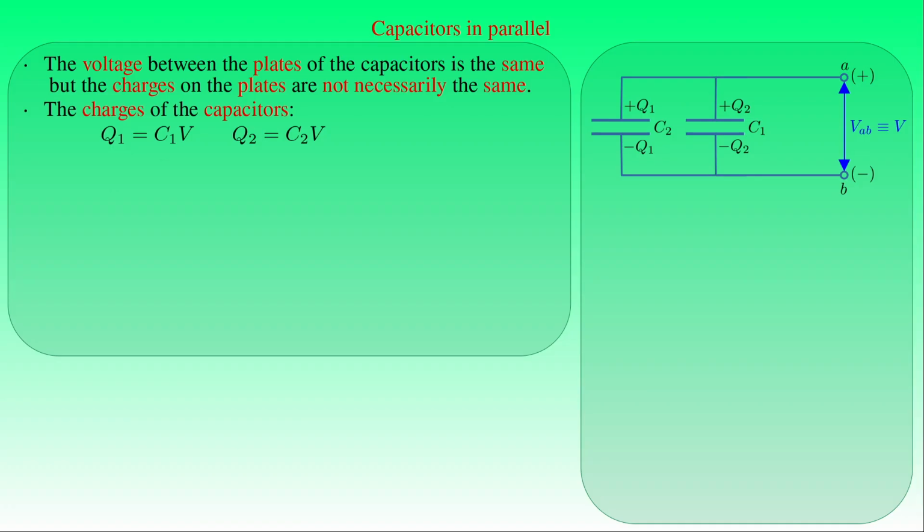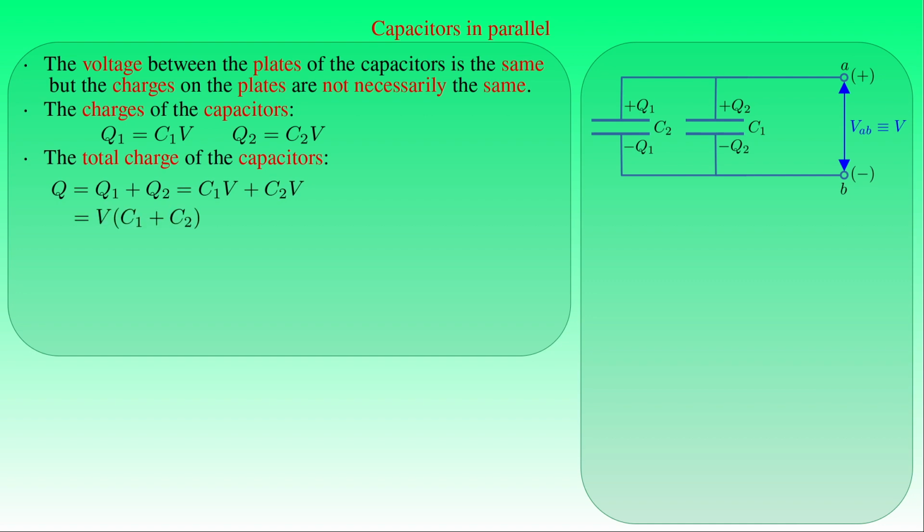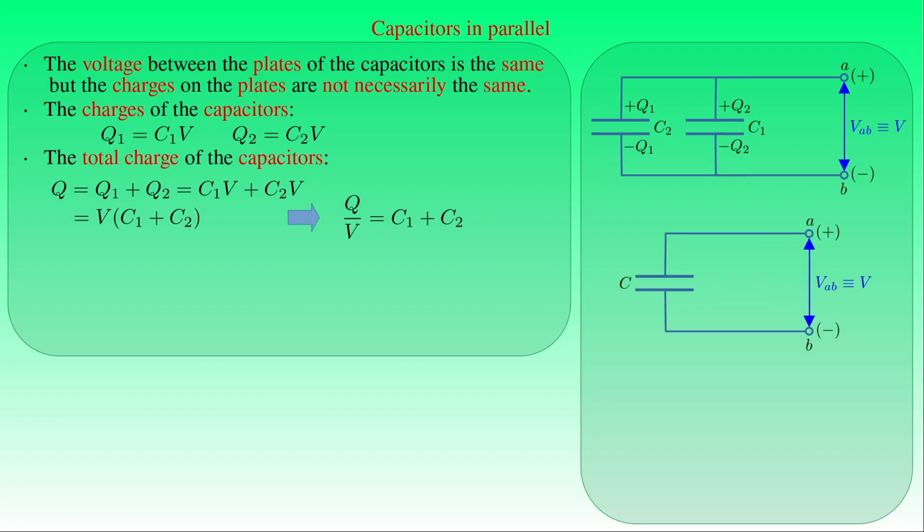Then the total charge Q of the two capacitors connected in parallel is given by the sum of the charges Q1 and Q2 of the individual capacitors, which is equal to C1 times V, plus C2 times V, or the voltage V times the sum of the capacitances C1 and C2. This gives the equation stating that Q over V is equal to C1 plus C2. We can ask the question again: what is the capacitance C of a single capacitor equivalent to the capacitors of capacitances C1 and C2 connected in parallel, where the amount Q of charge given by the sum of the charges Q1 and Q2 is stored on its plates if the voltage V is applied between them.